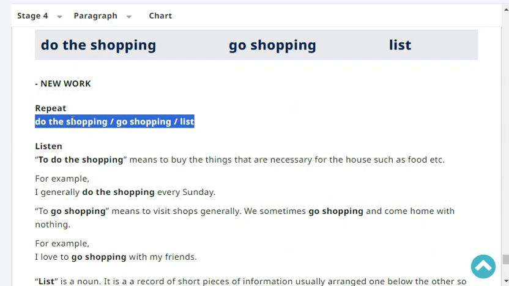Do the shopping. Go shopping. List. Very good. Okay, listen.